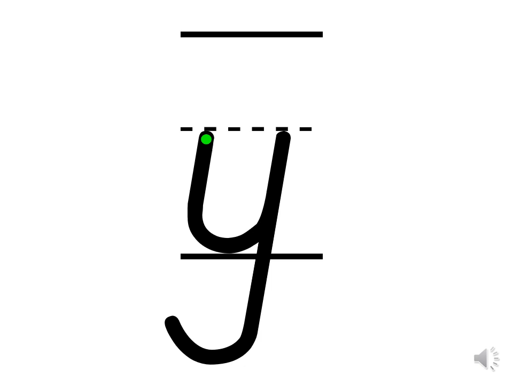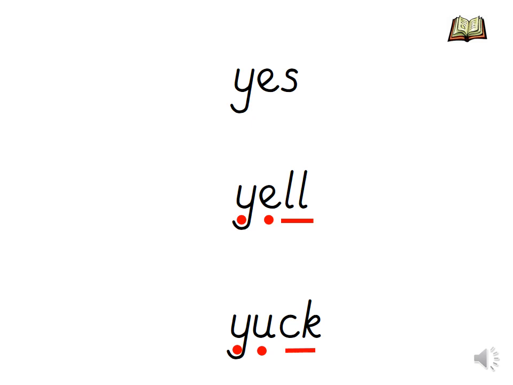We are ready to practice reading some words with this grapheme in them. Before we read these words, there is something that is the same about each word. Think about the position of the Y grapheme in each word. Is it at the beginning, the middle, or the end? Can you sound out and blend the first word with me? Y. S. Yes.